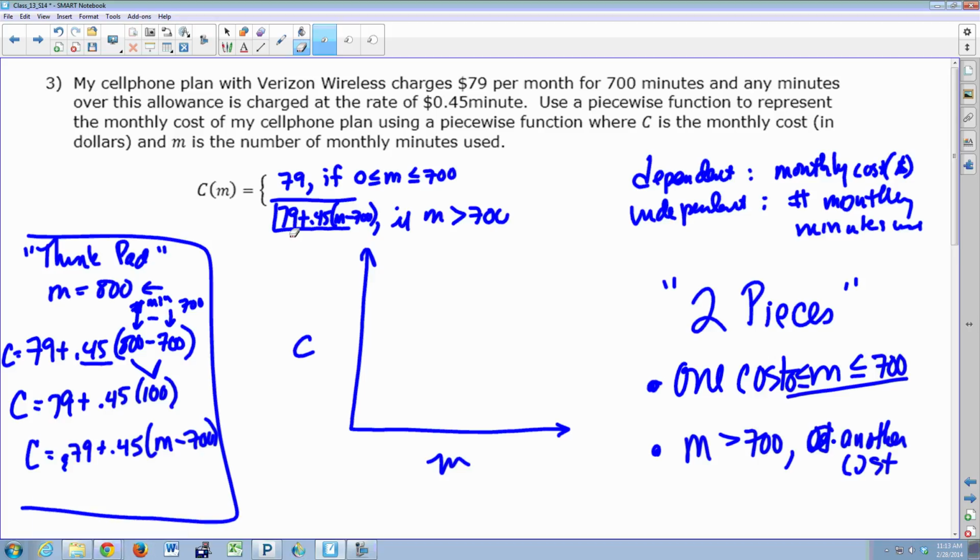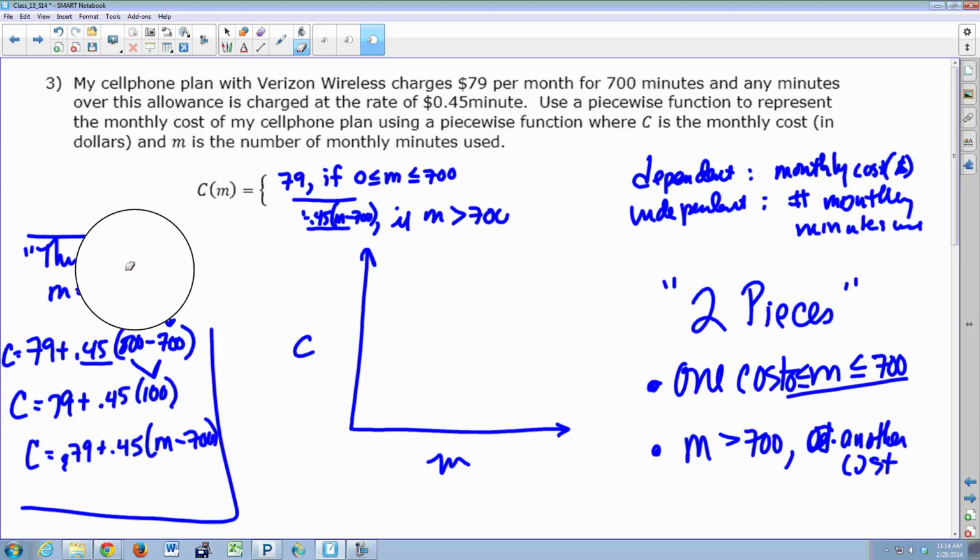But remember, Brittany, 45 is just a rate. It's 45 cents for every minute. So there has to be some number of minutes after it, because in order to add it to 79, which is just dollars, this has to represent a dollar amount. So you've got to have the number of minutes after it. No, you can leave it just like that, because that tells me what's going on. Okay, so what's the rest of it?